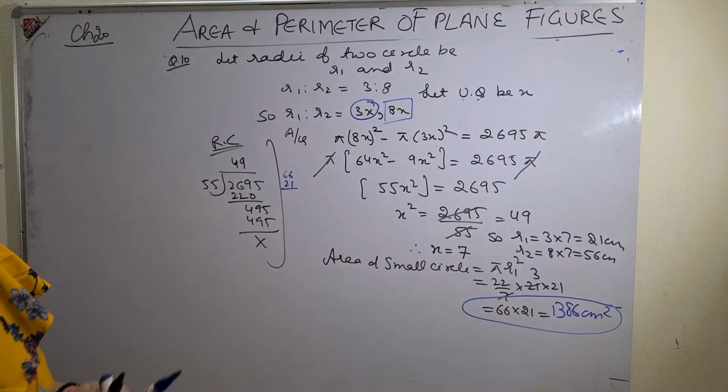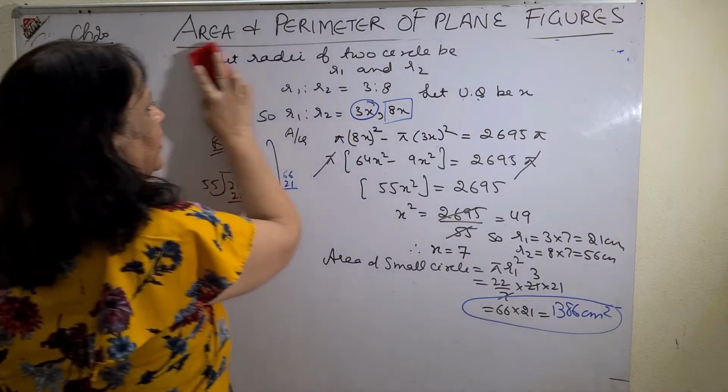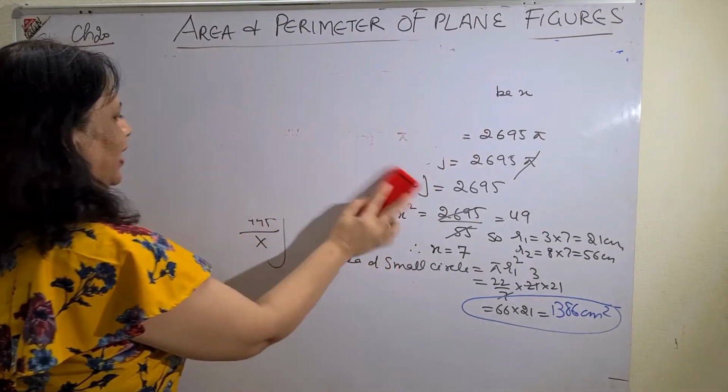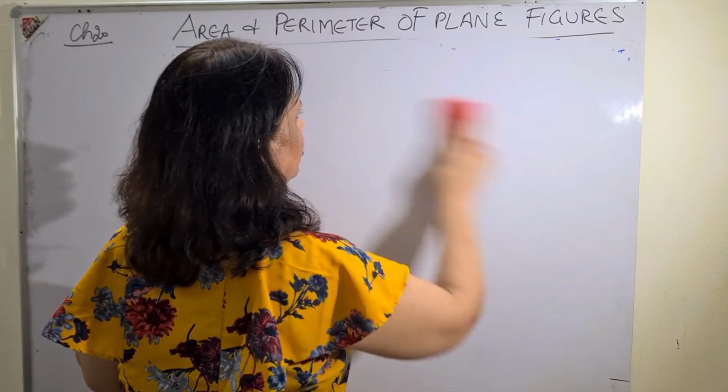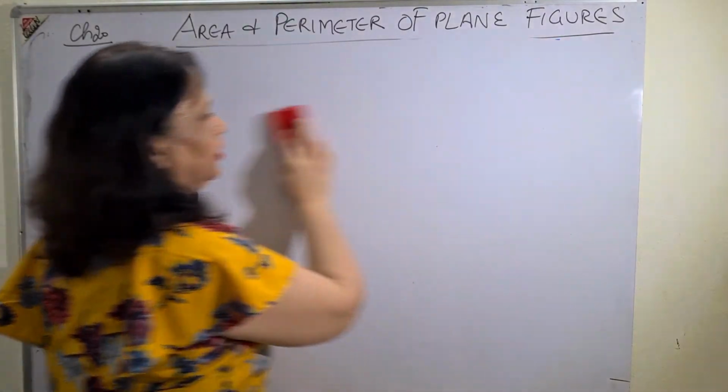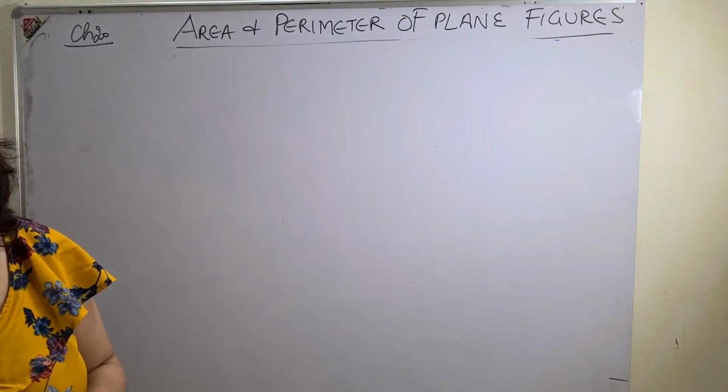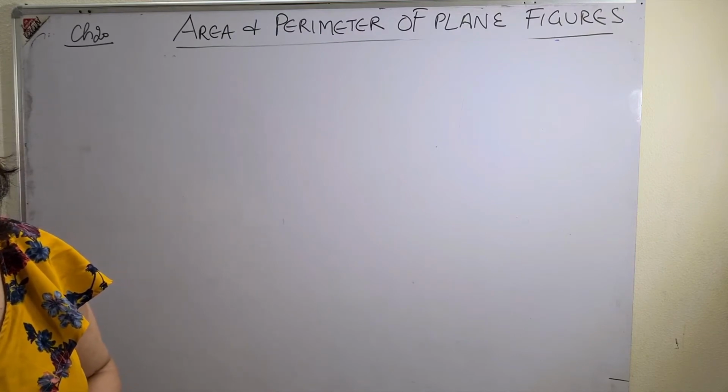Then come to question number 11. I'll just give you the hint of this sum. It is same as question number 10, but I would love to give the hint so that you don't get confused when you do the sum. See, the question is the diameters of 3 circles.